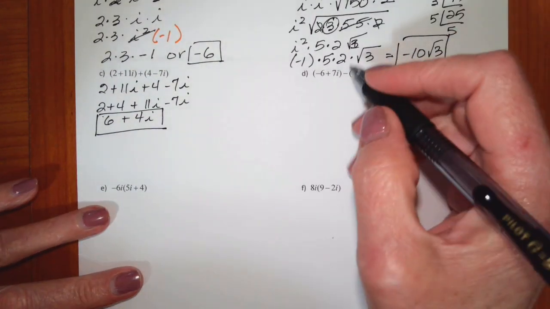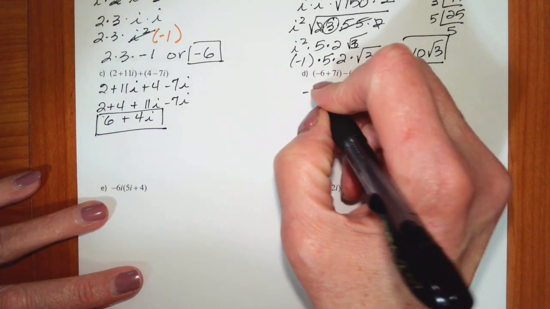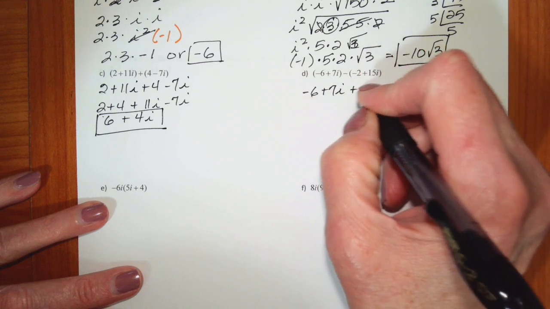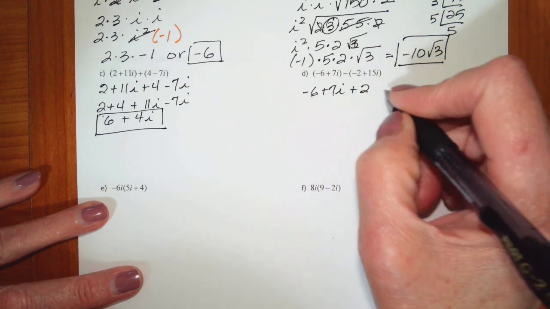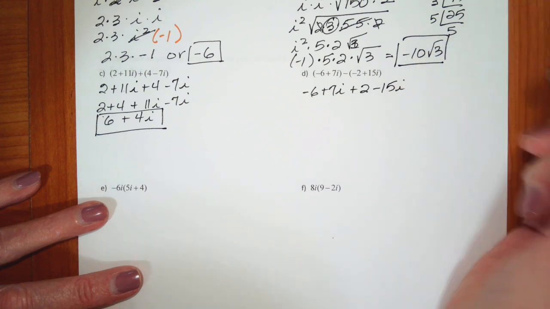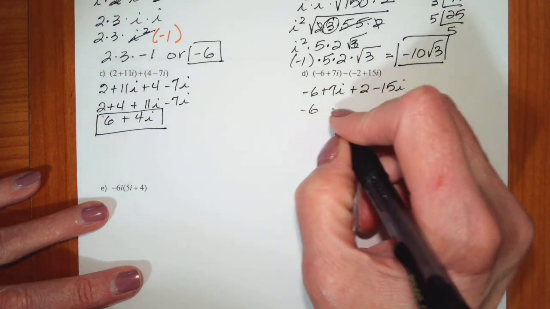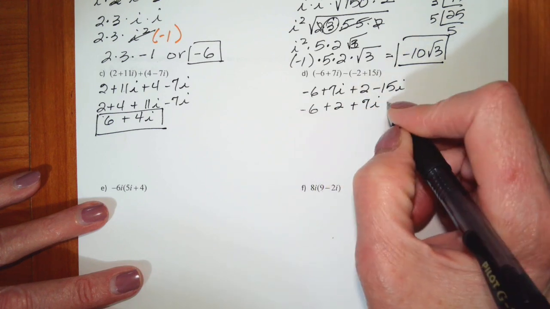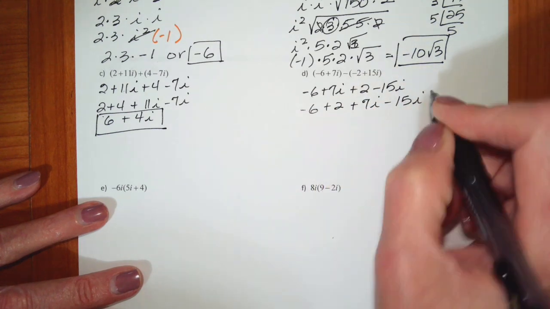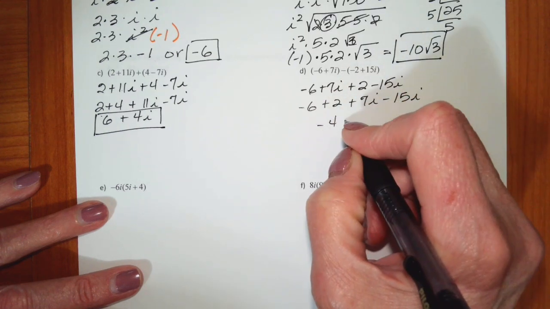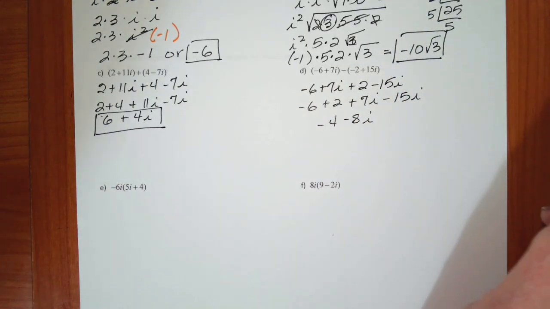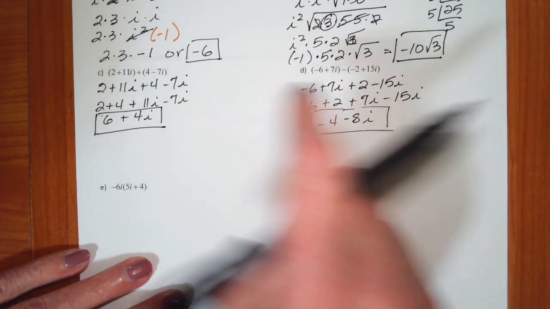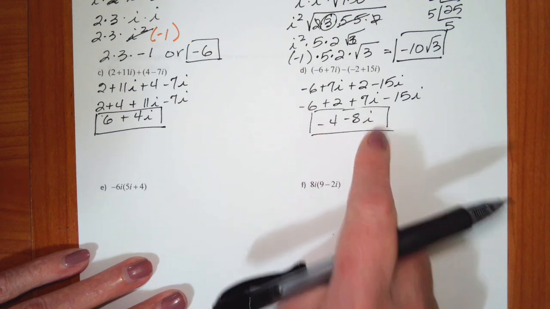If I'm subtracting, I have to remember that that's adding the opposite. So this is -6 plus 7i. The opposite of -2 is +2. The opposite of 15i is -15i. Again, I'll group them together. The real parts are the -6 and the +2, and 7i and -15i. That gives me -4 minus 8i. And it does need to be written in that order, the real component plus the imaginary component.